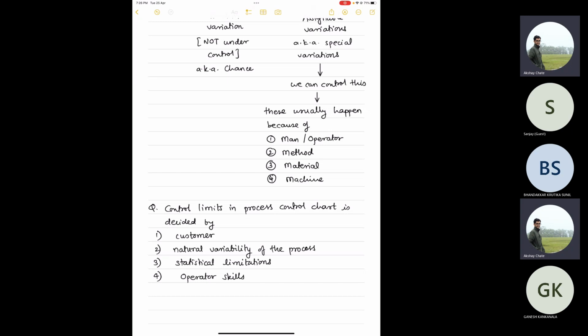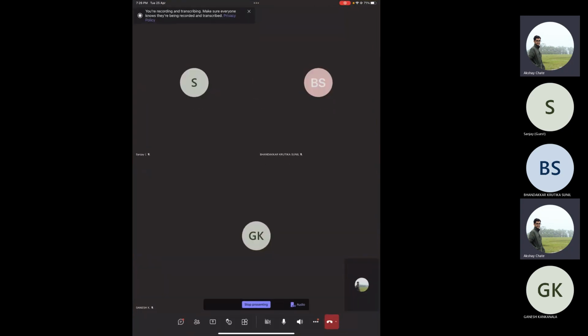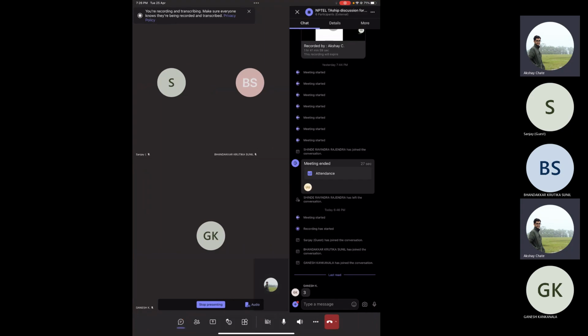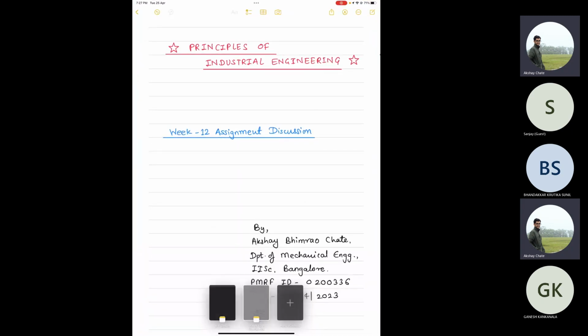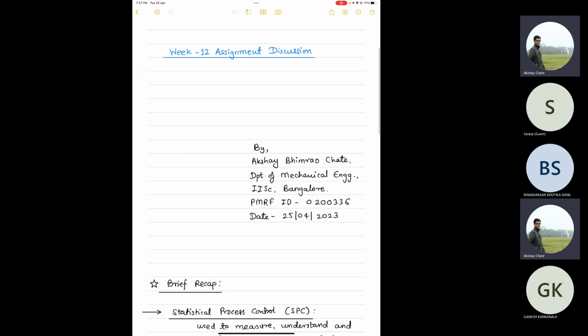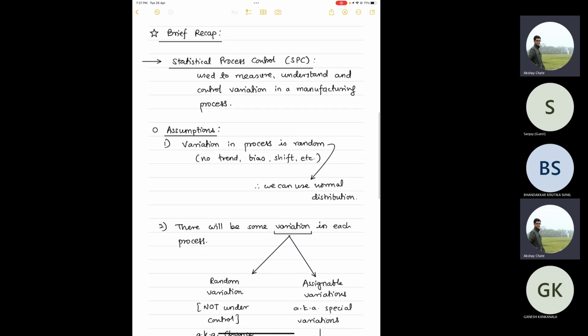I'll just have some water in the meantime. Maybe Ganesh. I'm audible, right? Okay, Ganesh has given the answer. I don't know why when I use the tab, I don't see the messages here. How should I do this? Okay, I'll open my chat box on my mobile.